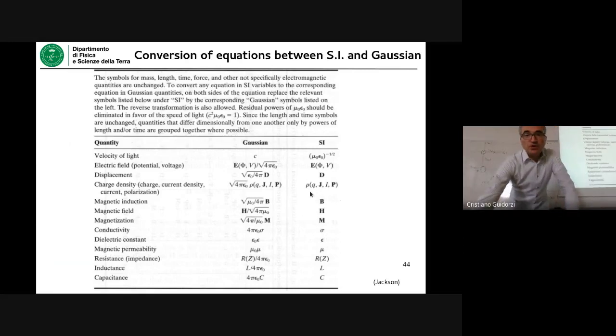You have to look for all the quantities involved. Let's suppose there is a B, the magnetic field. Going from the international system to Gaussian, I look at B in the international system here, and I see that I'm supposed to replace B with B times a square root factor. Remembering that 1 over the square root of mu 0 epsilon 0 is equal to c, that's the only thing you have to know. Then you can.